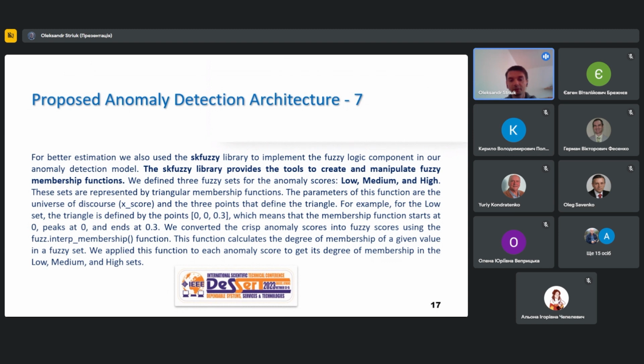We converted the crisp anomaly scores into fuzzy scores using the interp_membership function. This function calculates the degree of membership of a given value in a fuzzy set. We applied this function to each anomaly score to get its degree of membership in the low, medium, and high sets.